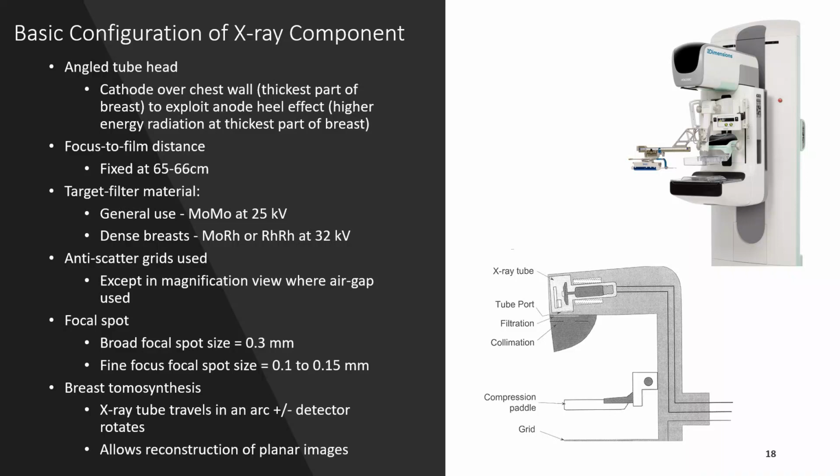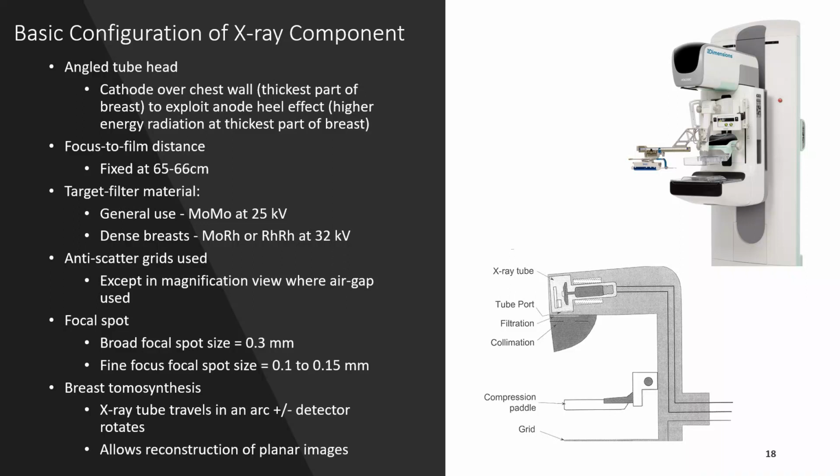We also use a different target filter combination in the X-ray tube, different from the general radiography tube. For general use, we usually use a molybdenum and molybdenum filter and anode combination at approximately 25 kV. When we get dense breasts, we change to a moly-rhodium filter or a rhodium-rhodium anode and filter at 32 kVp.